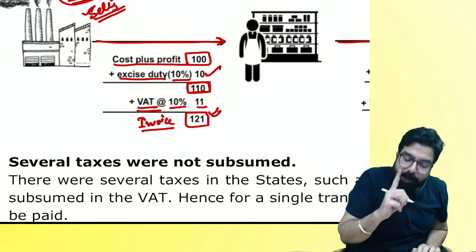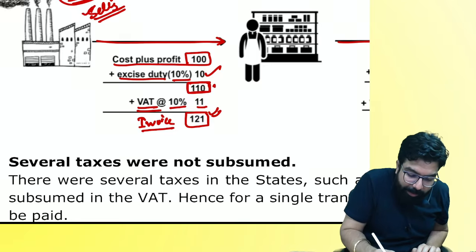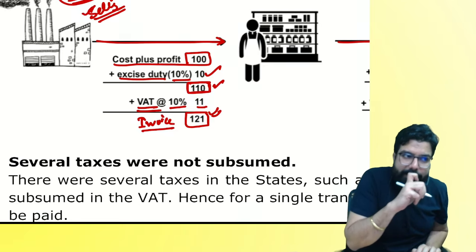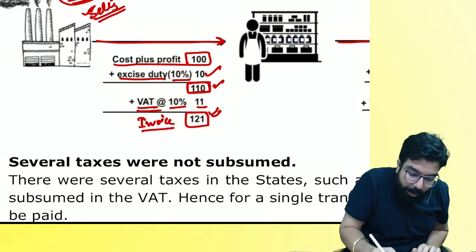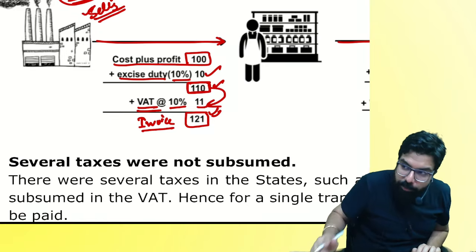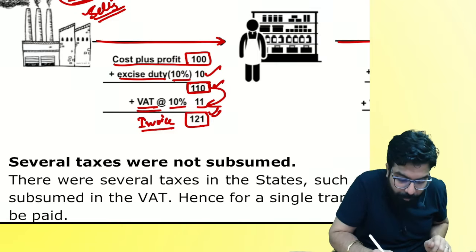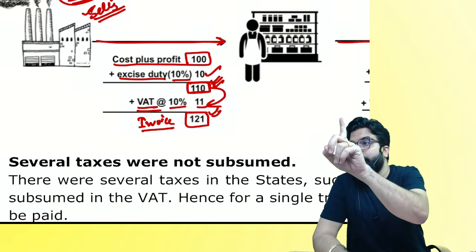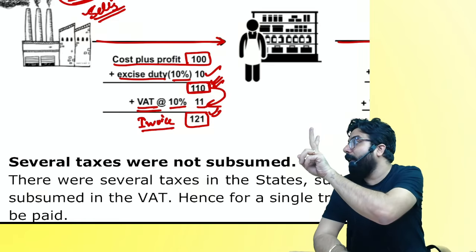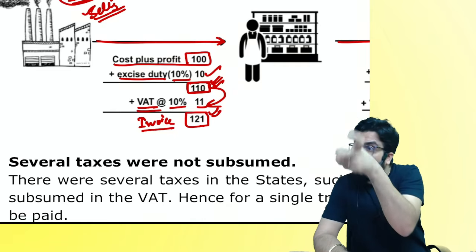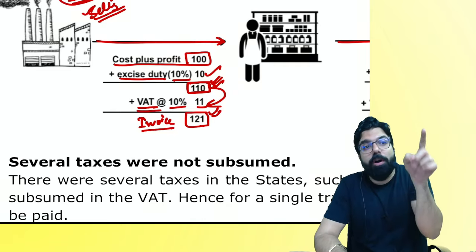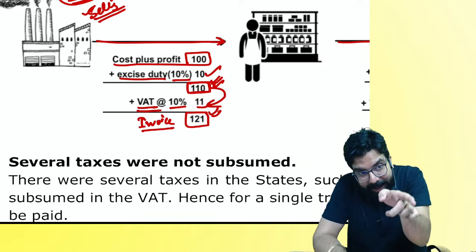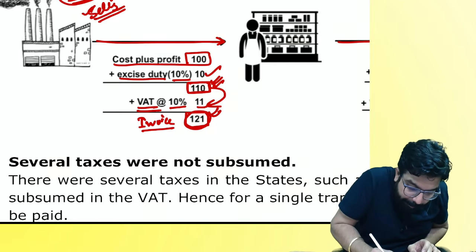120. Can you tell me one thing? In this 110, 10 rupees was the tax. On that tax, did you charge another tax, VAT? Yes or no? In this 110, 10 rupees was excise tax. On that, did you charge VAT, which is another tax? Is it tax on tax? Yes. Don't you think that because you charged tax on tax, the price of the things is going up?